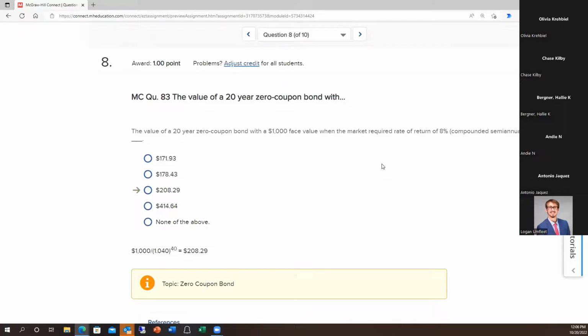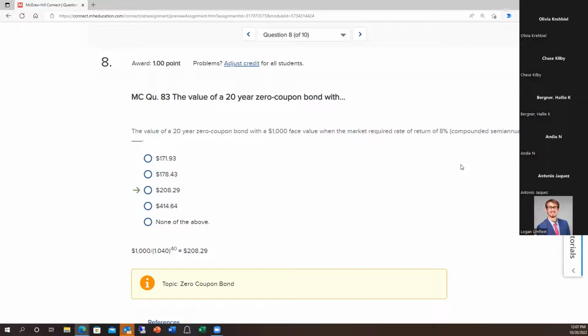The value of a 20-year zero coupon bond with $1,000 face value when the market required rate of return of 8% compounded semi-annually is. By the way, I didn't even have to say compounded semi-annually because unless I tell you otherwise, we always assume we price zero coupon bonds as semi-annual. That's actually in one of your slides. Now let's talk about what this means. A zero coupon bond, how much is the annual coupon value of that? This isn't a trick question. 0. Yeah, very good, it's 0.